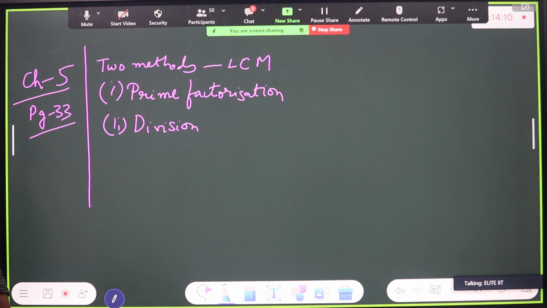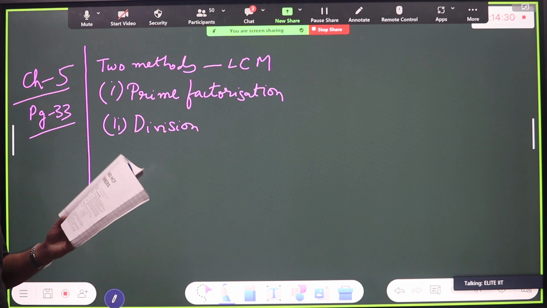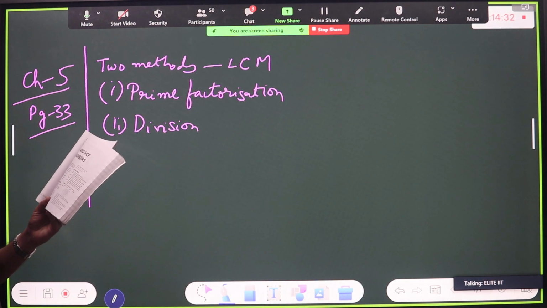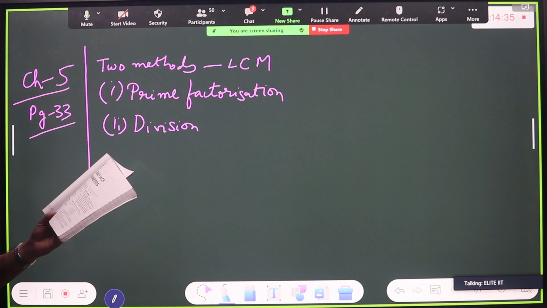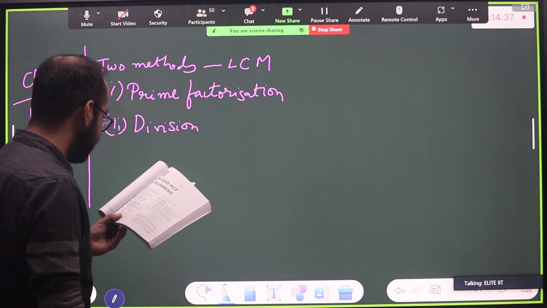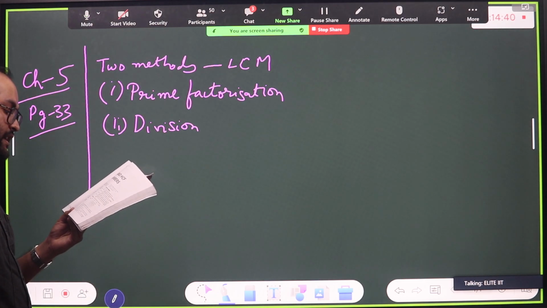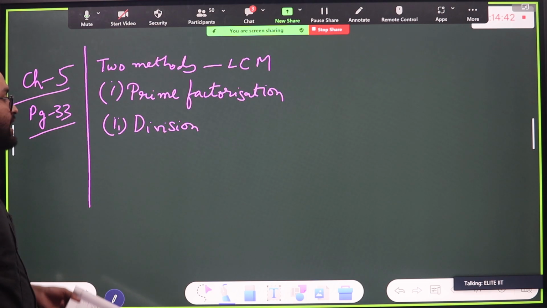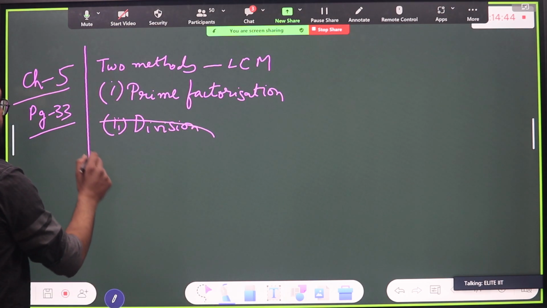But if they are big numbers, will it be easy? No. It won't be easy, right? If I tell you to find the LCM of 21 and 41, will it be easy to do it in that way? No. So we'll have two methods which will make it easy for us to find the LCM. First is your prime factorization method and second is your division method. Now let us see how to find the LCM with the help of prime factorization method.